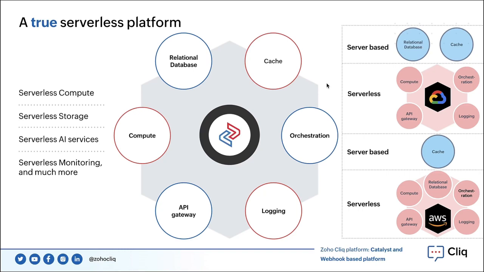And when you compare other competitors like GCP or AWS, they have a couple of server-based components. Well, for AWS, the cache is a server-based component, and even for GCP, you have a relational database and a cache, which is again a server-based component.